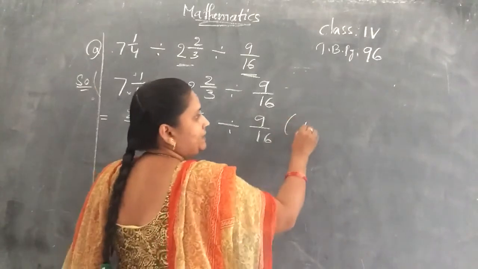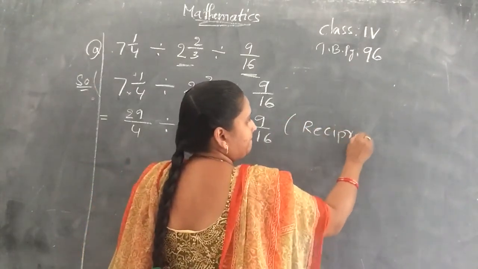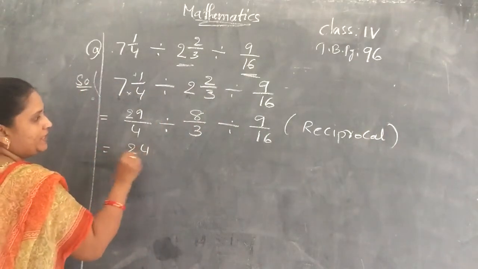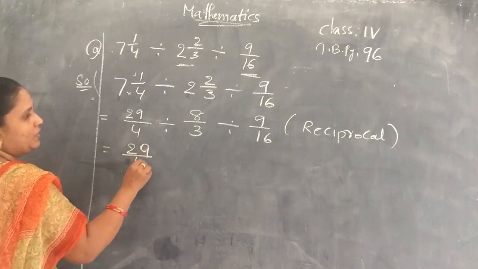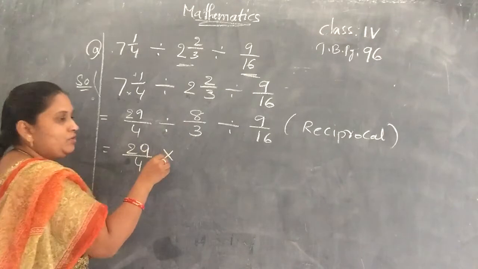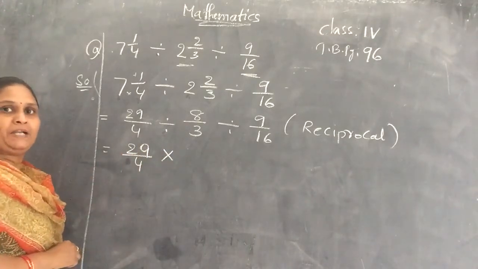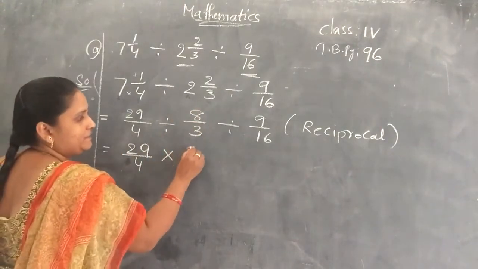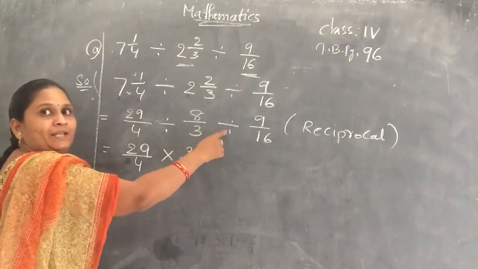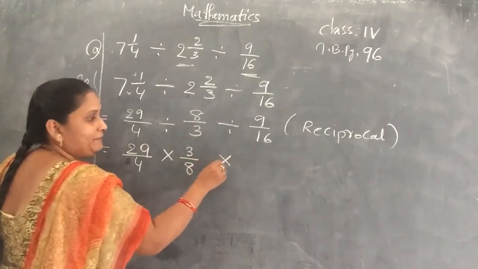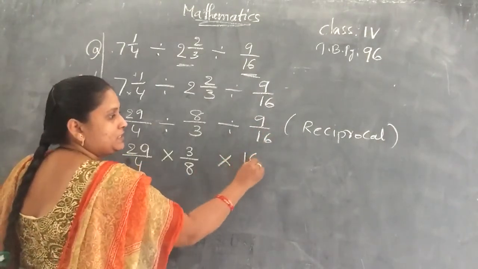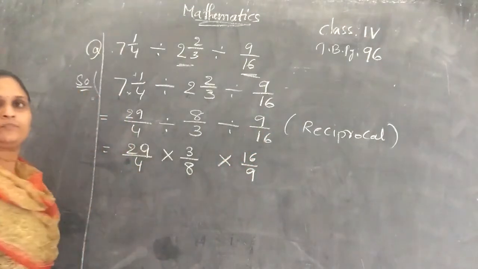Now write the reciprocal. Here 29/4, and the division symbol we write as a multiplication symbol and reverse: 3/8. And again there is a division symbol; we write it as multiplication and convert into the reciprocal, 16/9. Got it?